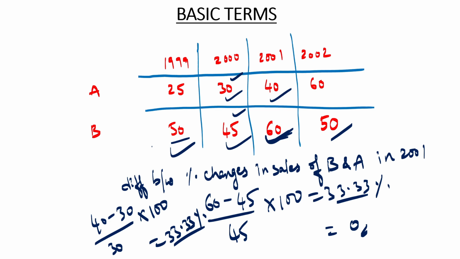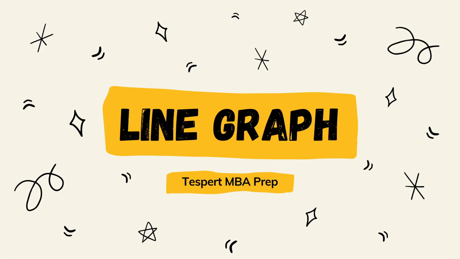So we will discuss one by one after while solving the questions, right? So at that time we will discuss. Let's move on to the first type of DI, that is line graph. But what is meant by line graph? We all are aware of that.